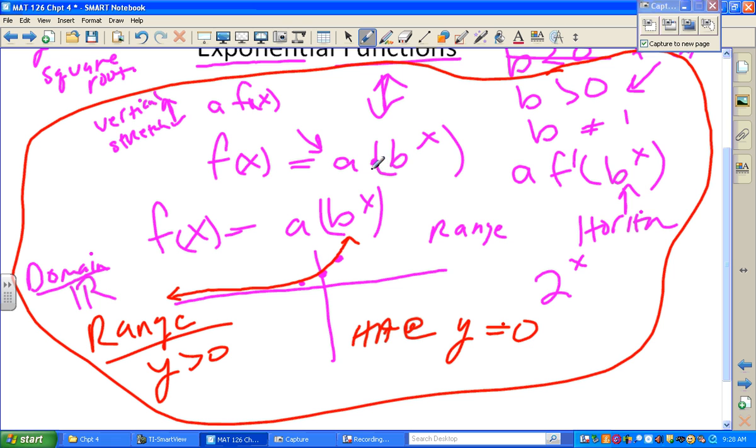Also, by order of operations, exponents trump multiplication. You cannot write this as (AB) to the x. You can't multiply first, you have to do exponents first, okay?